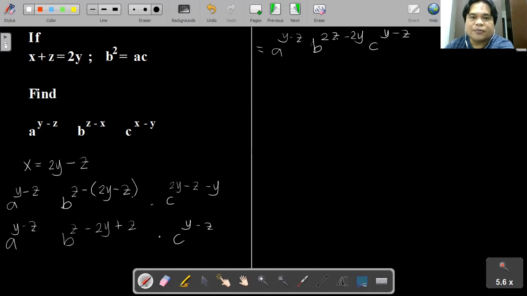So we're getting closer, friends. A to the power of y minus z. B, I'll factor out the 2 since 2 is common, so 2 times z minus y, right? Then multiplied by c to the power of y minus z. All right, we're almost there.